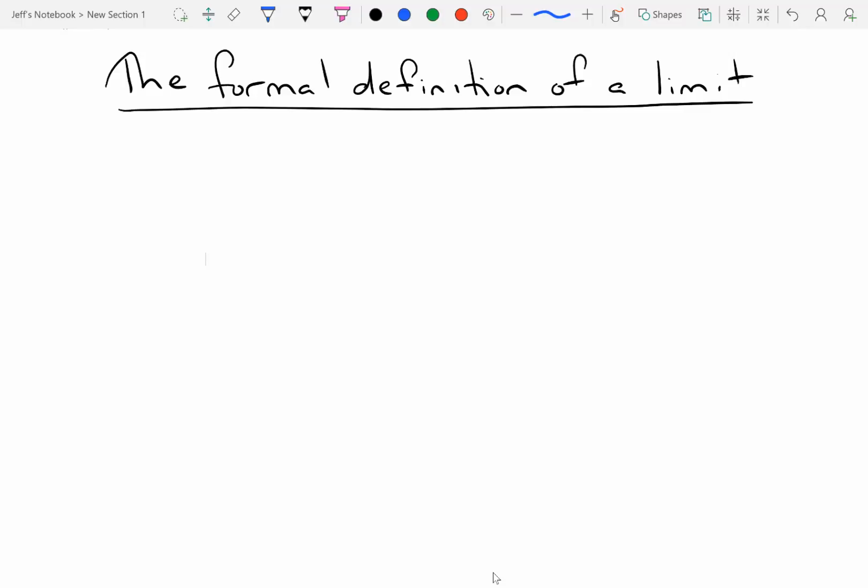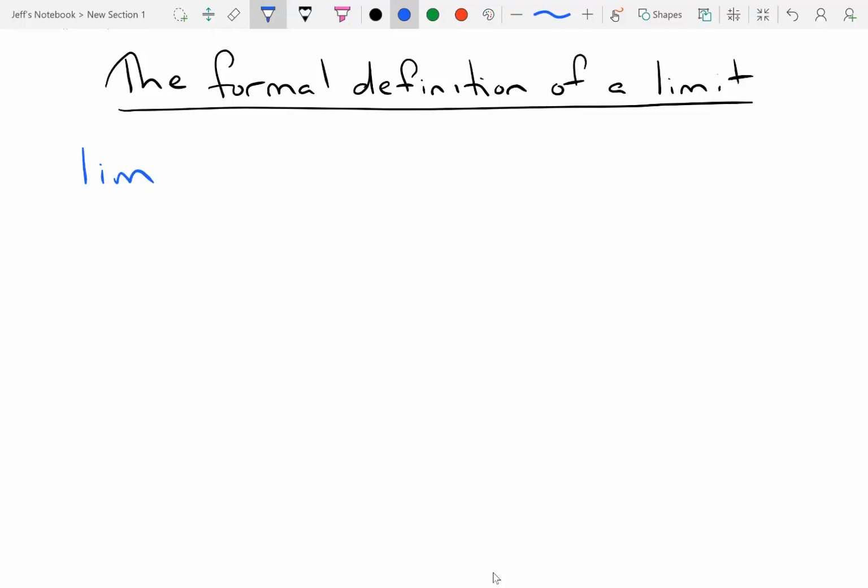Hi everybody, today we are going to talk about the formal definition of a limit. And let me just warn you right before we get going, this is pretty confusing. So don't be afraid to pause and rewind a little bit, maybe watch the video a couple of times to make sure that all this makes sense.